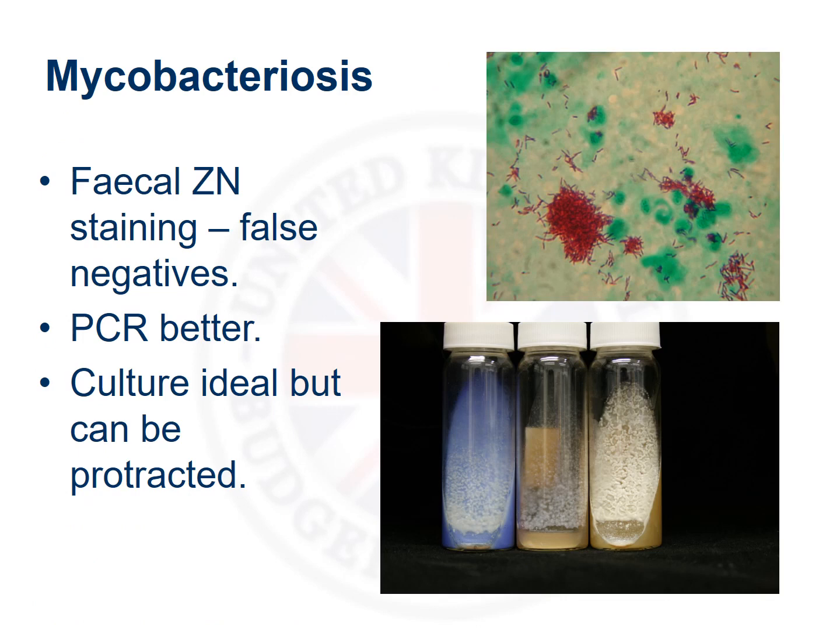And you can do ZN staining of feces, but you get false negatives. We do PCRs as well, and you can do culture as well, and sometimes these are combined. It's difficult to get an absolute answer in terms of what TB you have, but histopath is the easiest way of getting a presumptive diagnosis based on the special staining you can do.